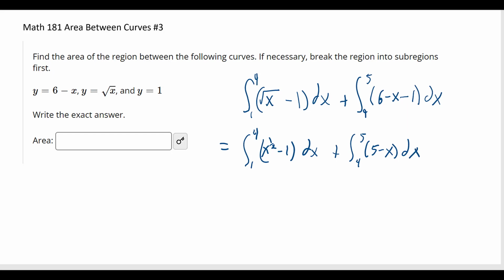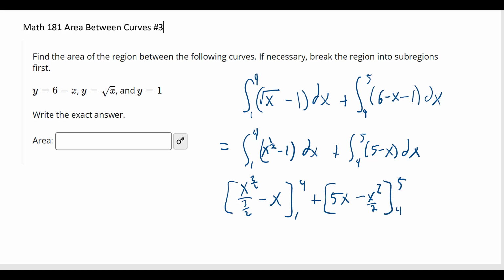So if we integrate this, x to the 1/2 becomes x to the 3/2 divided by 3/2 minus, and the antiderivative of 1 is x. We're going to evaluate that from 1 to 4. And then we have the antiderivative of 5 is 5x. And the antiderivative of x is, we got the minus there, x squared over 2. And we evaluate this from 4 to 5.